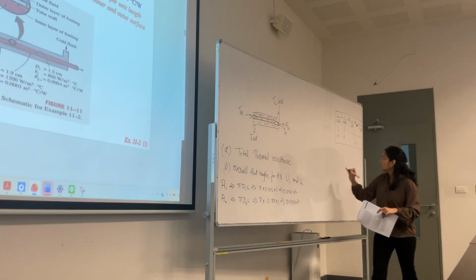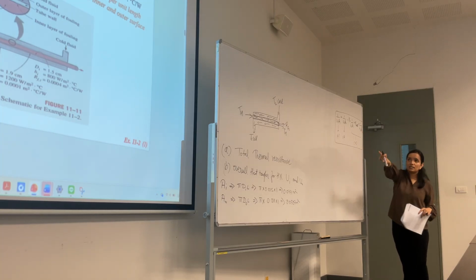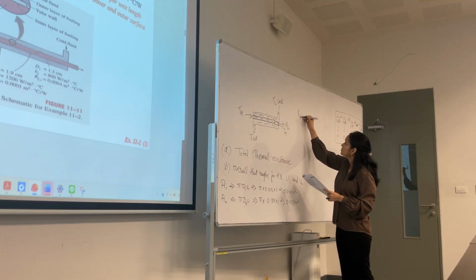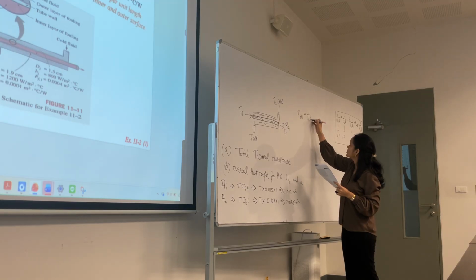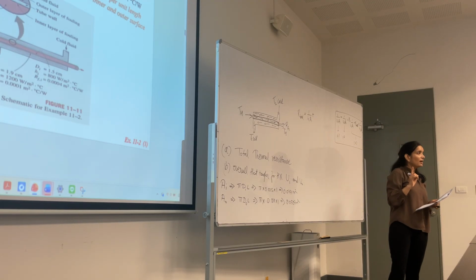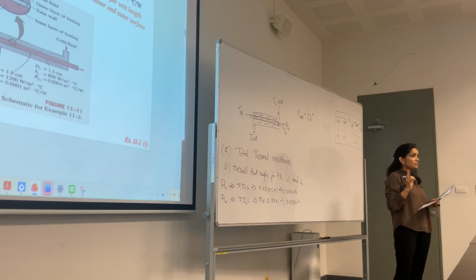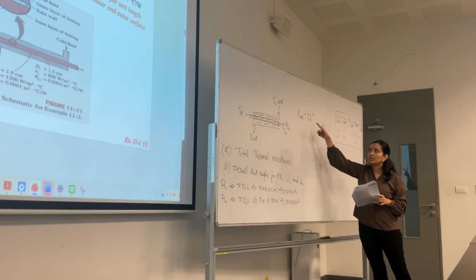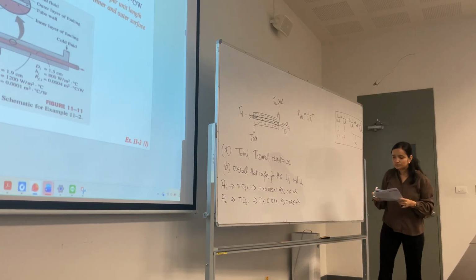Once you have the areas, HI and H naught are given. Okay, so the fouling factor is given. We have to add the fouling factor because fouling factor is also a type of resistance. Fouling factor is also a resistance, so we add it when we are calculating the total resistance.